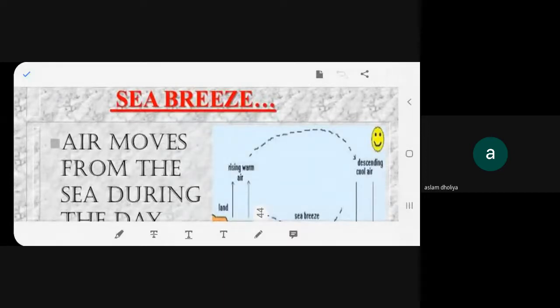Can I start now, beta? Yeah. Why not? Sea breeze. Air moves from the sea during the day. Be a bit louder, beta. Yes, ma'am. Air moves from the sea during the day.